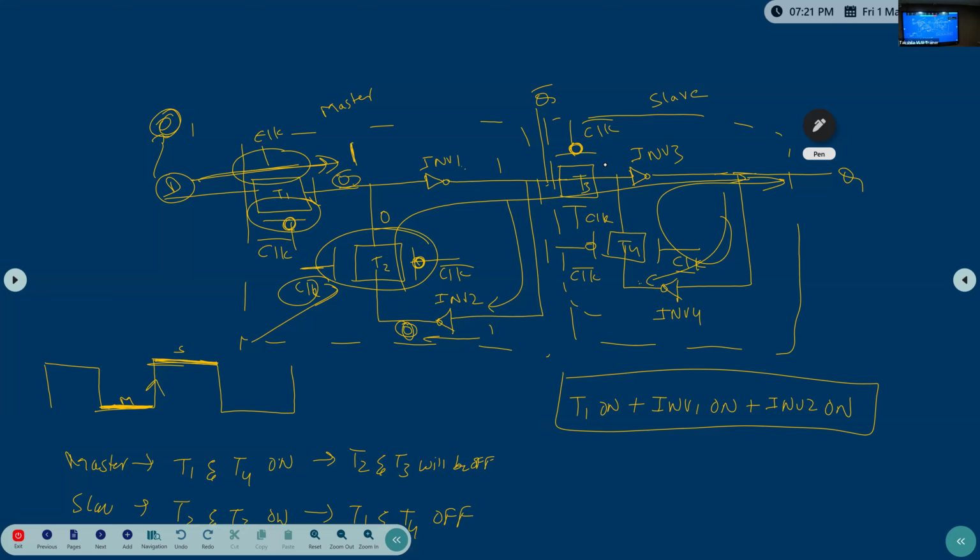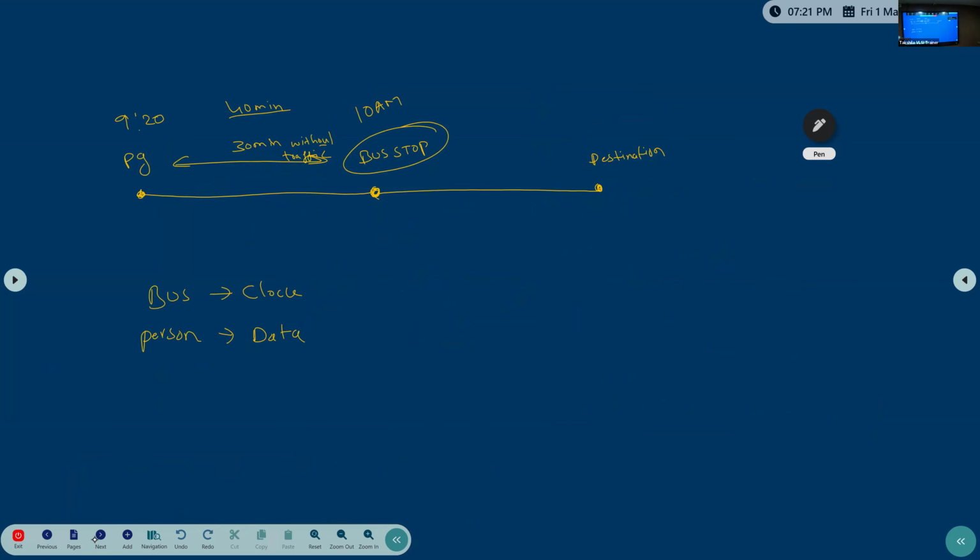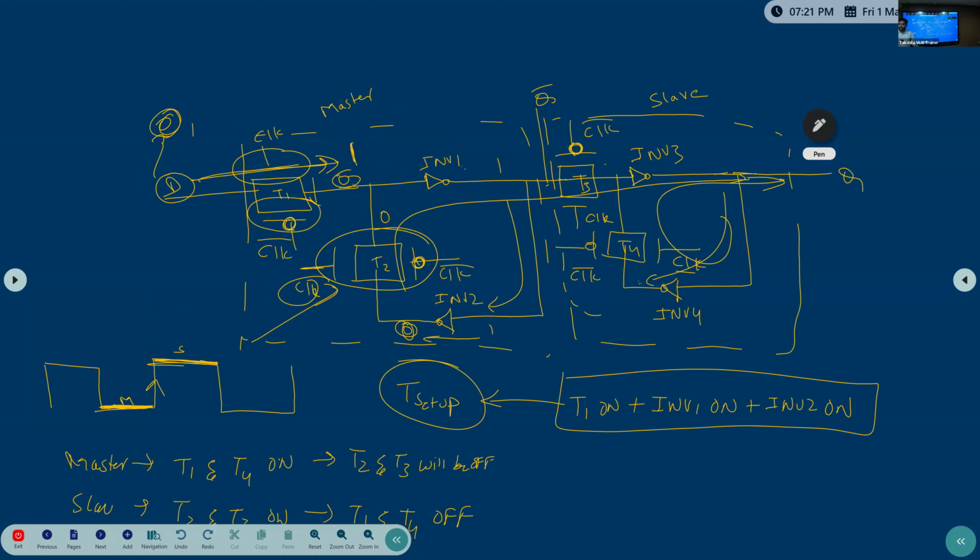Getting it? So now it needs to reach here, right? Means the transmission gate T1, inverter 1 and inverter 2. This time only is called the setup time. Means data needs to start before the clock edge, like the person needs to start before the bus comes to the bus stop, because this person has some delay of his own. So he needs to start the same way. So data also needs to start before the clock edge. Before this clock edge, data needs to start.